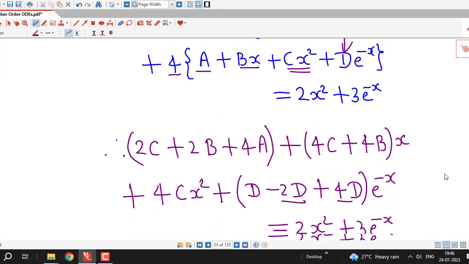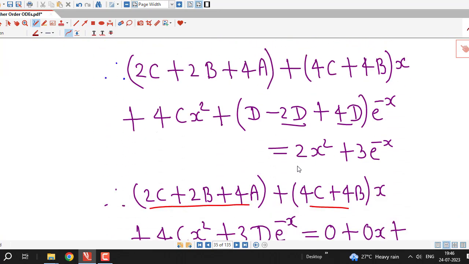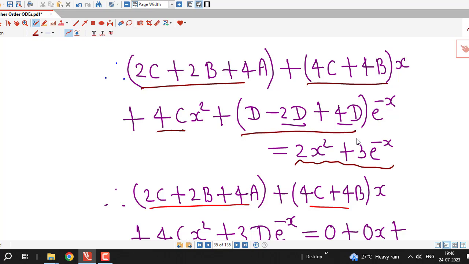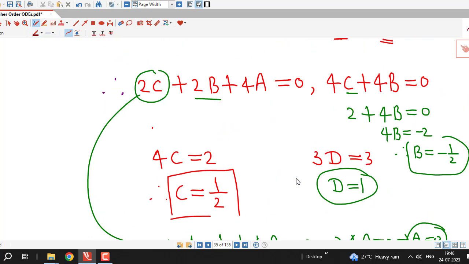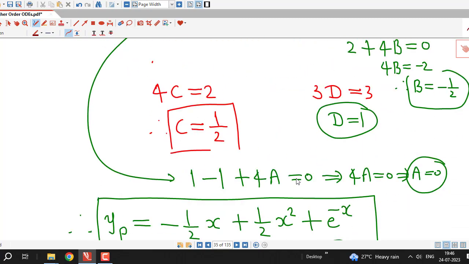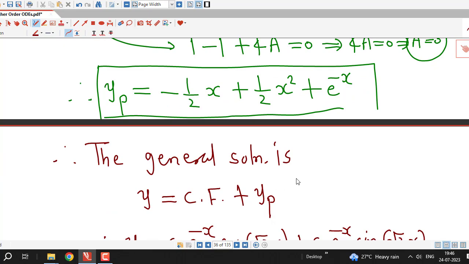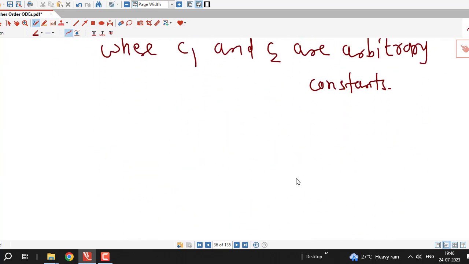So for that, what I have done, I have tried to write down the left hand side in this form: something into x plus something into x square plus something into e raised to minus x, so that I am able to compare both the sides and I am able to decide the undetermined coefficients. So this is all about this session.